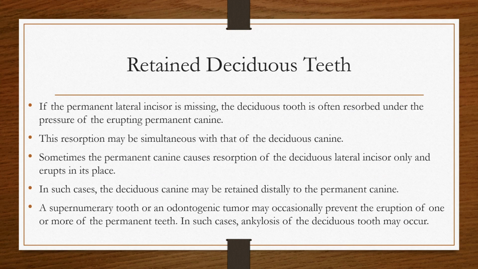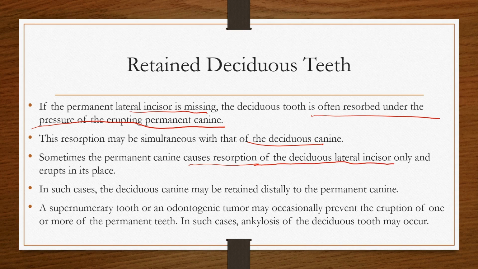If the permanent lateral incisor is missing, the deciduous tooth is often resorbed under the pressure of the erupting permanent canine. This resorption may be simultaneous with that of the deciduous canine. Sometimes the permanent canine causes resorption of the deciduous lateral incisor only and erupts in its place. So sometimes the permanent canine replaces the lateral incisor and erupts in its place. In such cases, the deciduous canine may be retained distally to the permanent canine.